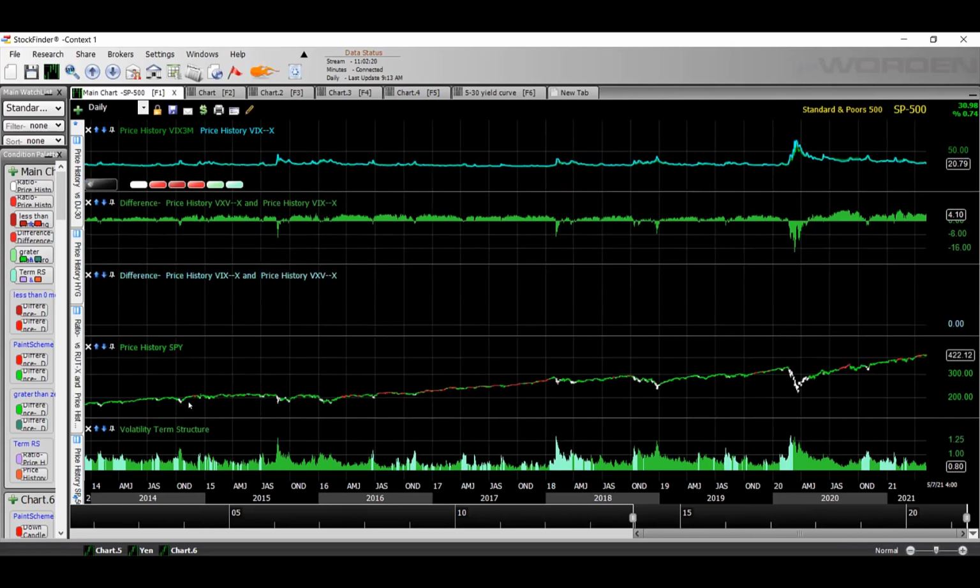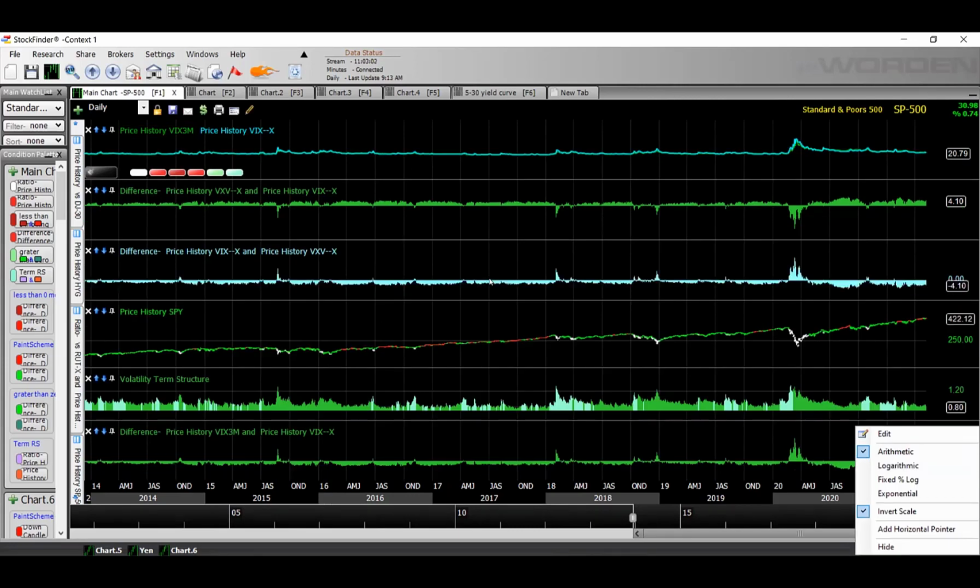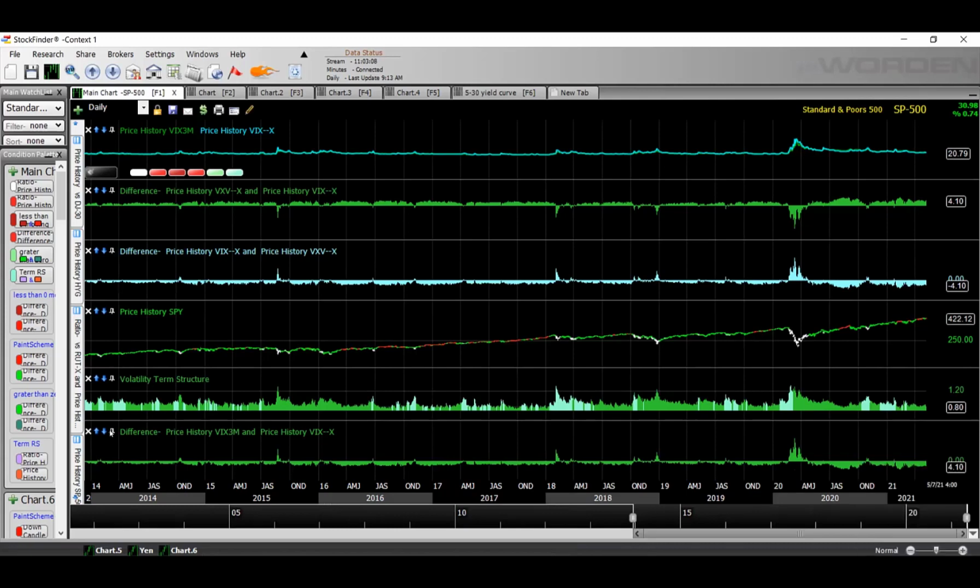I did this one so long ago, I can't remember what I used. I think I might have used the 3 month, VIX versus 3 month, VIX3M. But anyway, you can use relative strength, the indicator that compares one asset to another, or if you have difference, you can use that as well. But relative strength is a real easy way to do it.